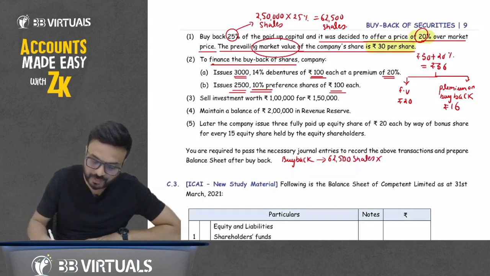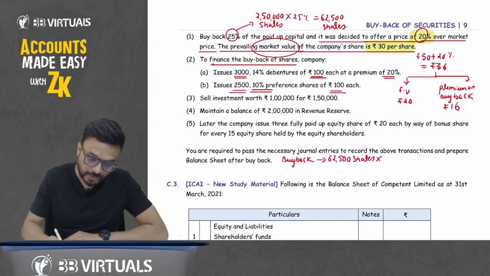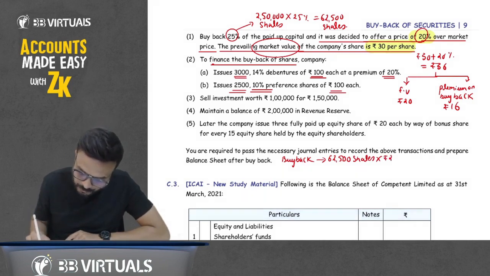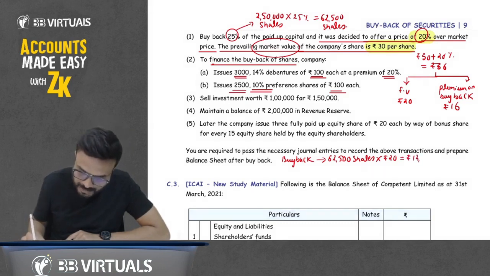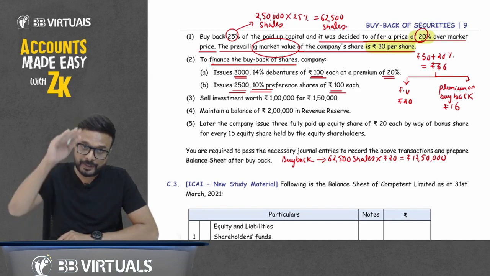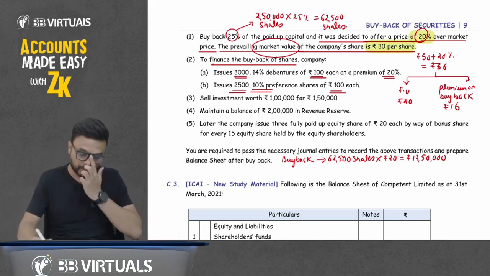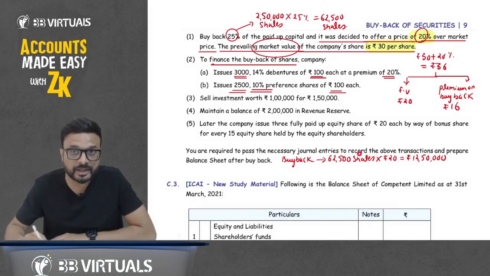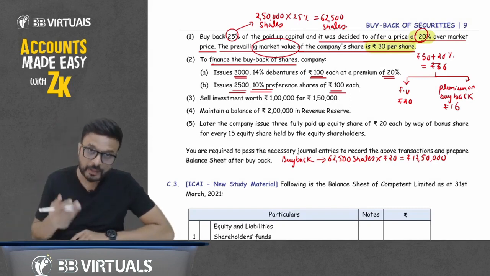We are doing buyback of 62,500 shares. I know that we are doing buyback at rupees 36, but I am talking about face value. What is the face value of the share? Face value of the share is rupees 20. So there will be 62,500 multiplied by 20, that comes to 12,50,000. When you do buyback, the capital will decrease by rupees 12,50,000 by face value, because we record capital at face value. Agree? Yes.